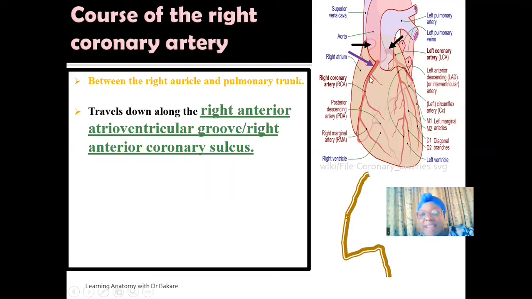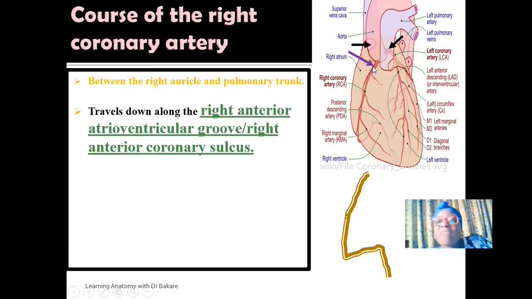It is the right because it's on the right side, and anterior because it's on the anterior side, and coronary because it allows for the passage of the coronary artery, specifically the right coronary artery. And of course, it is a sulcus or a groove. So it can also be referred to as the right anterior coronary sulcus.